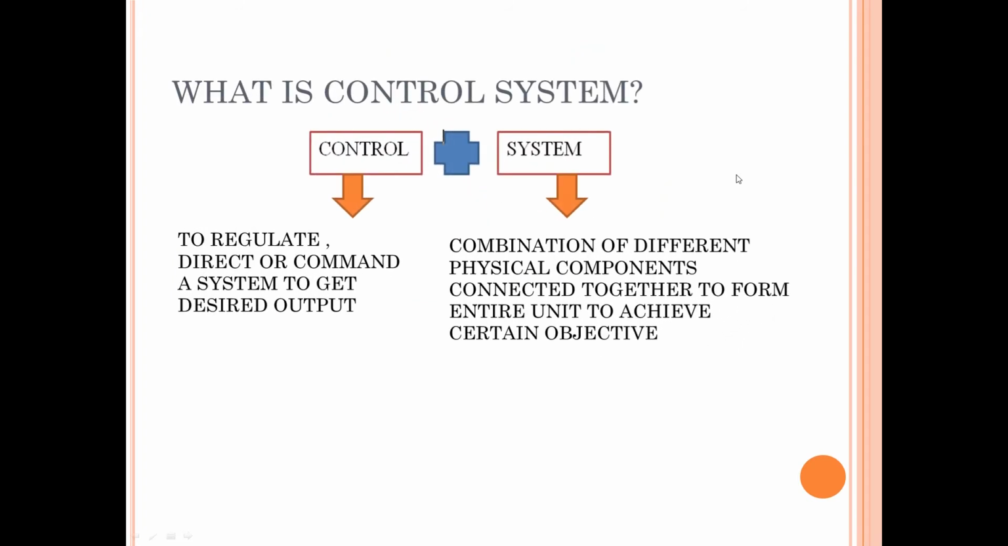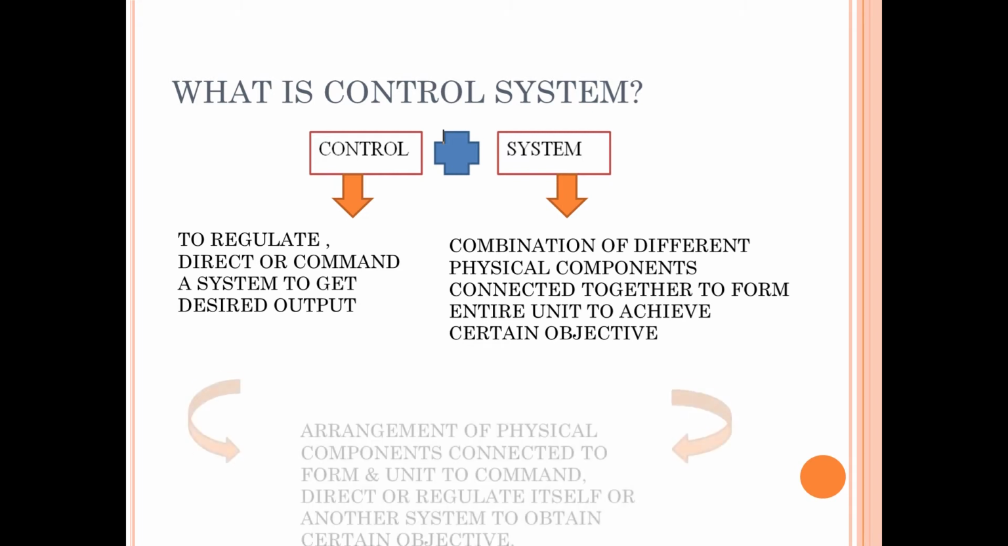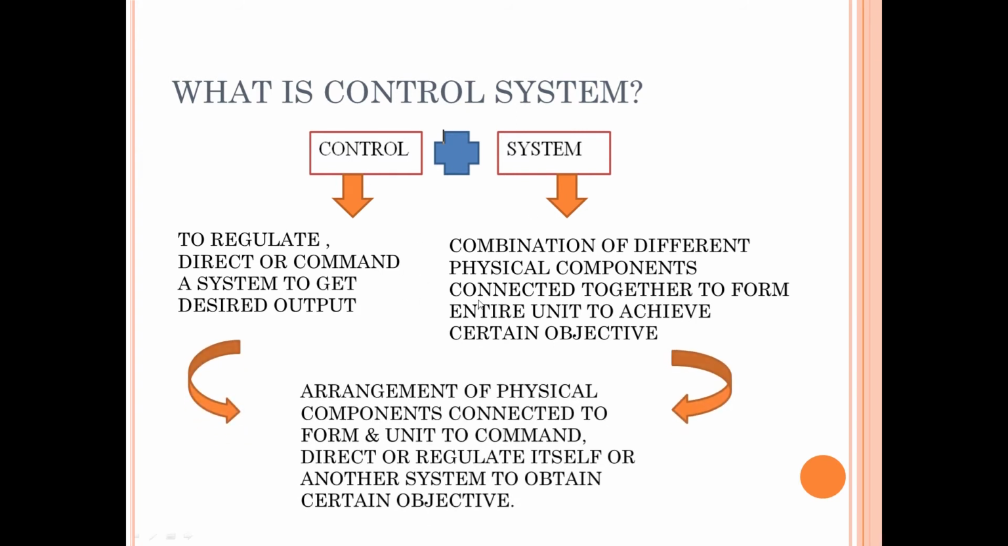So what is the control system? It is a combination of 2 words, control and system. Control means to regulate, direct or command a system so that a desired objective can be obtained. And the system is an arrangement or combination of different physical components that are connected or related together to form an entire unit to achieve a certain objective. That means it operates on an input, and according to that input, it produces an output. Addition of these gives a control system.